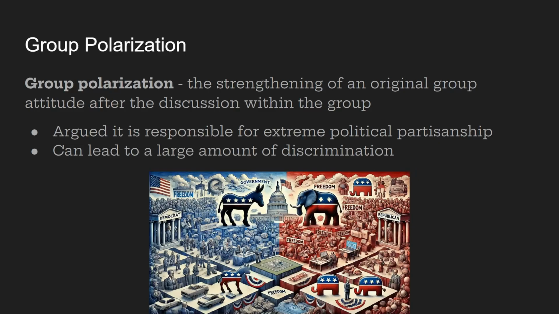So group polarization. This is the strengthening of an original group attitude after discussion within the group. So it essentially makes the group believe in their values even more. It's just like an echo chamber. It's argued that this is responsible for the extreme political partisanship in the United States today, and it can also lead to a large amount of discrimination.